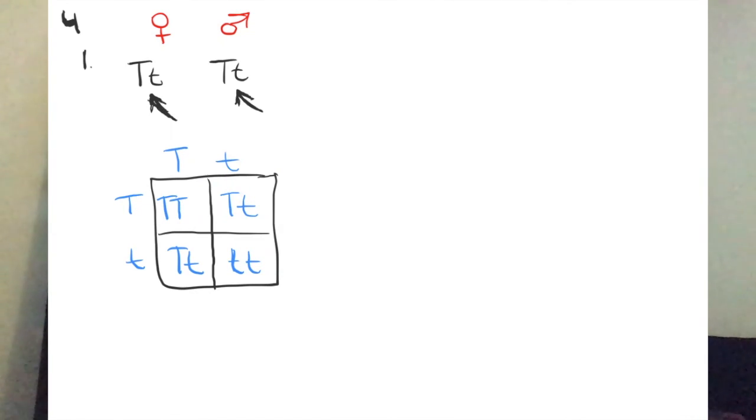So the way we would do this is to look at the chances that the female is going to pass on a capital T, which is 1 in 2, and the chances that the male is going to pass on a small t is 1 in 2. And we're going to multiply those, and so we would get a 1 in 4 chance that that could happen. And the 1 in 4 chance is actually, let's say this one down here.